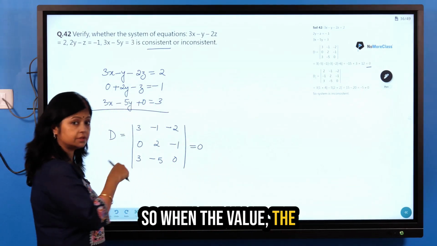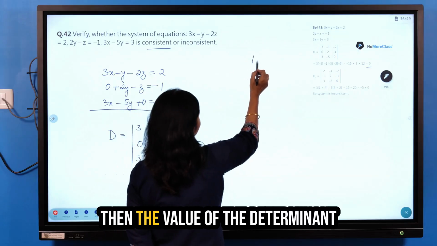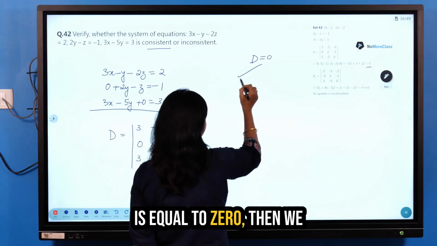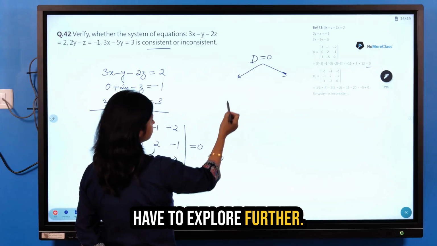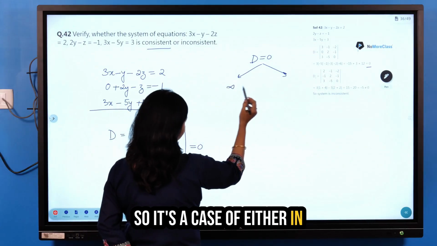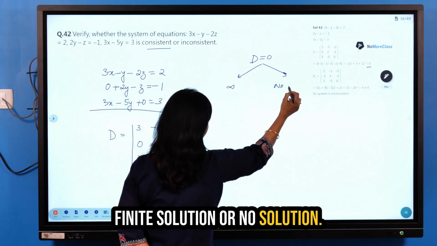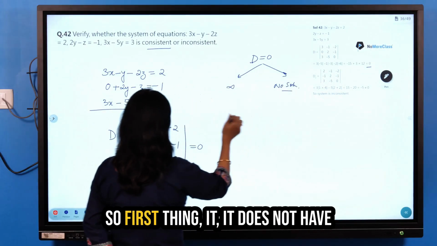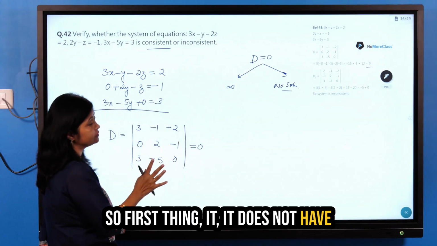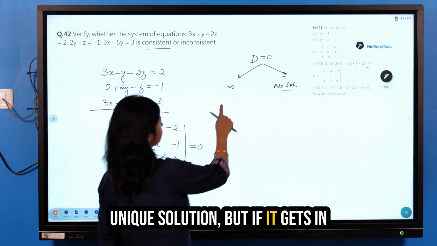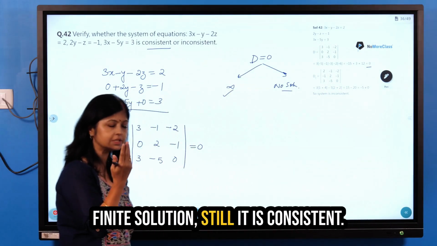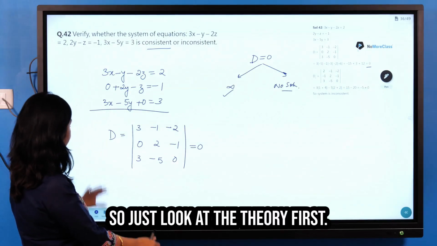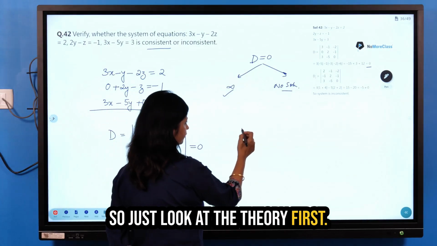So when the value of the determinant is equal to 0, then we have to explore further. So it's a case of either infinite solutions or no solution. It does not have a unique solution, but if it gets infinite solutions, it is still consistent. So just look at the theory first.